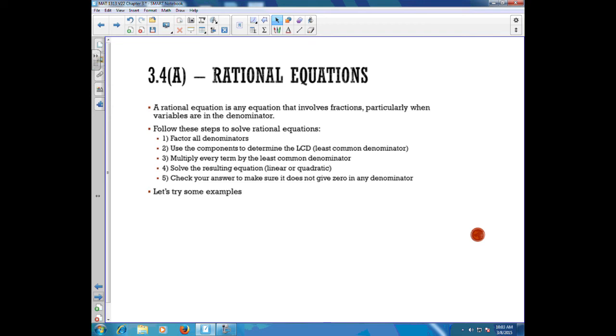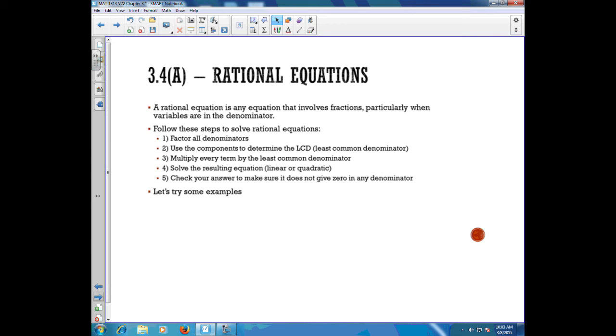We want to follow these steps to solve rational equations. The first thing you want to do is factor all the denominators. We're then going to use the components of the denominator to determine the least common denominator. Multiply every term by the least common denominator, and then solve the resulting equation. It'll either be linear or quadratic or in some form that you know how to solve.